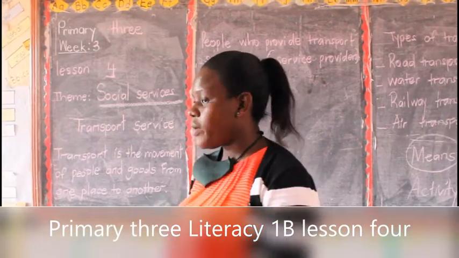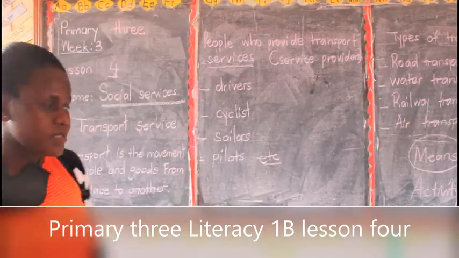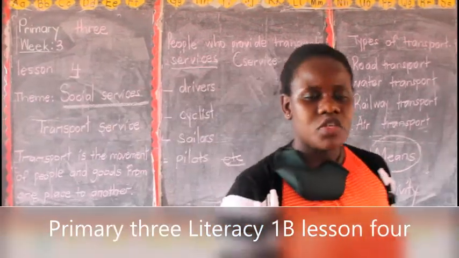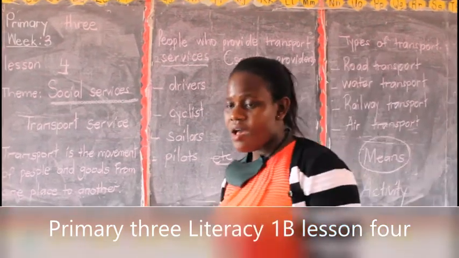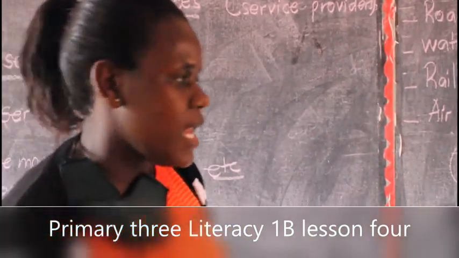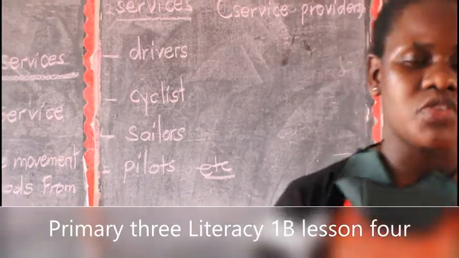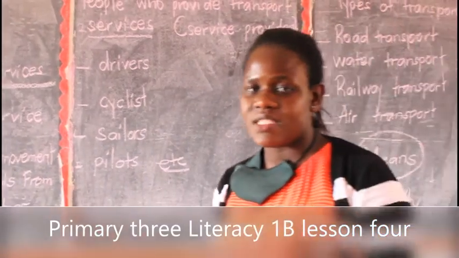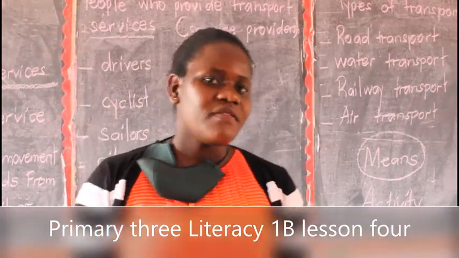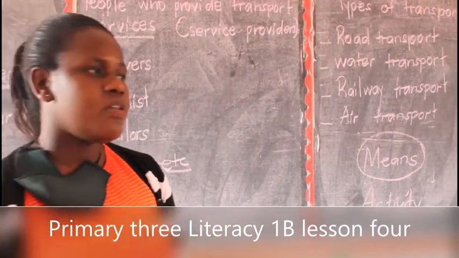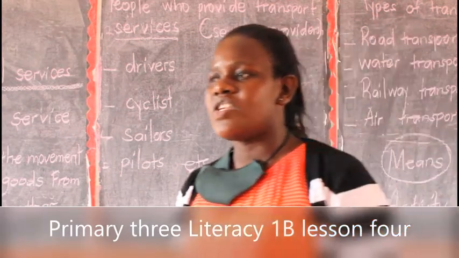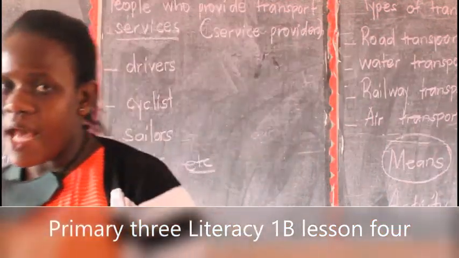Thank you. We are still talking about social services. As I told you, social services are services provided by the government or non-governmental organizations to people in order to live a better life. Then we talked about examples of social services: transport services, electricity services, banking services, security services, health or medical care services. All those are examples of social services. So far we have finished talking about health or medical care services.